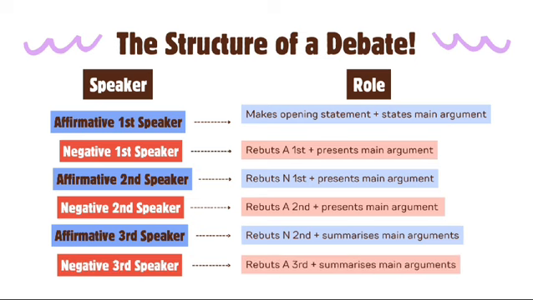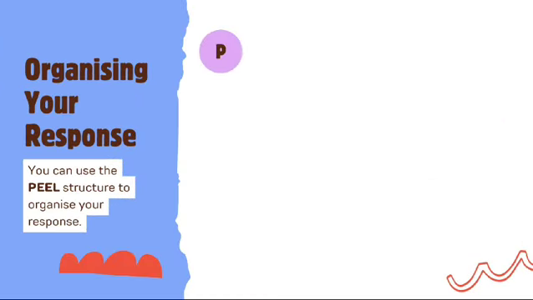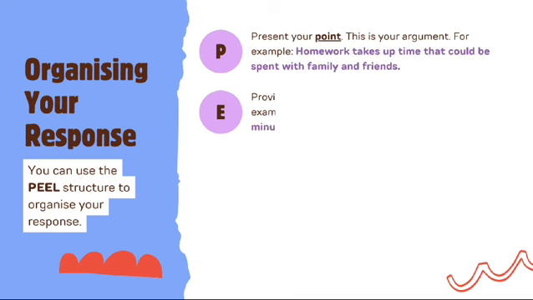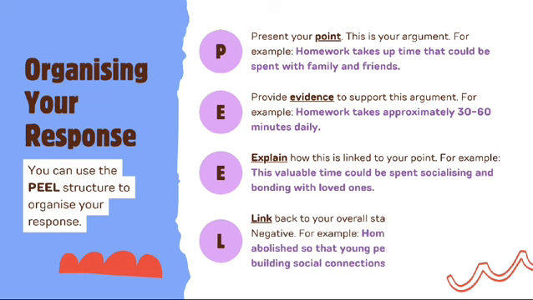Affirmative third speaker rebuts the second and summarizes the main arguments. Negative third speaker rebuts the third and summarizes the main arguments. Organizing your response. You can use the PEEL structure to organize your response. P: Point. Just present your point. This is your argument. For example, time that could be spent with family and friends.